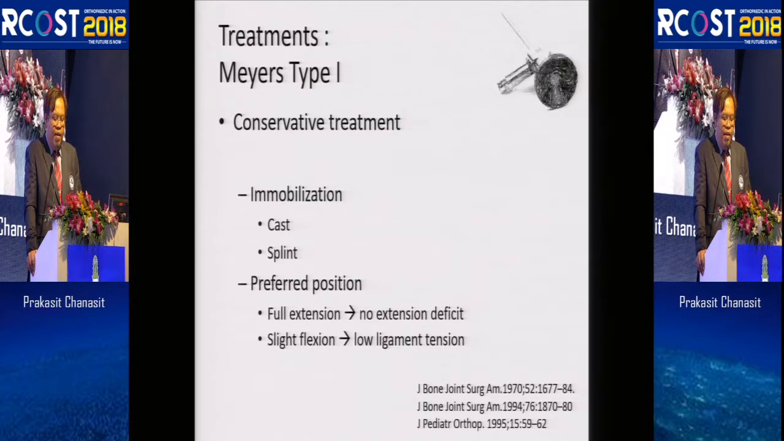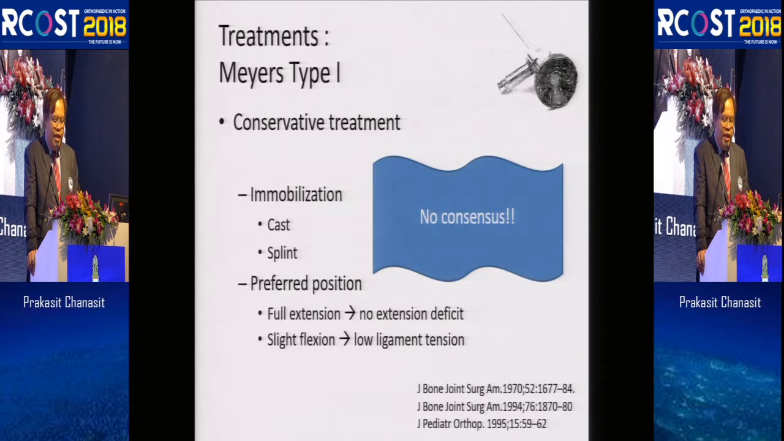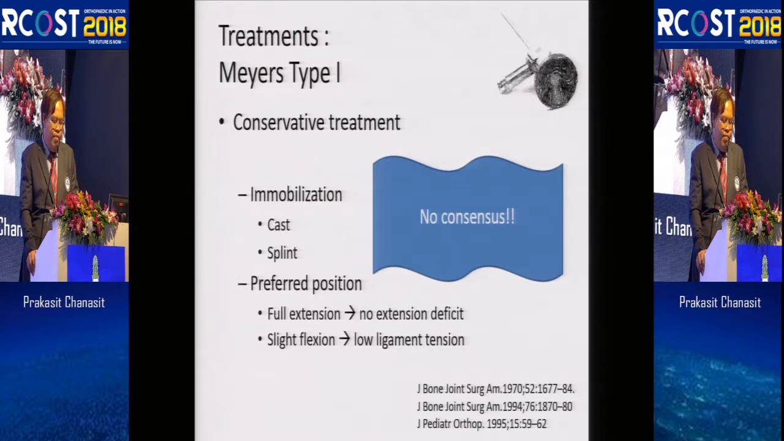For Meyers and McKeever type 1, the treatment is conservative because there is no or minimal displacement of the fracture. We do immobilization, with either a cast or splint. The preferred position has no consensus. Some said full extension because there is no extension deficit, but some said slight flexion will lower the ligament tension.